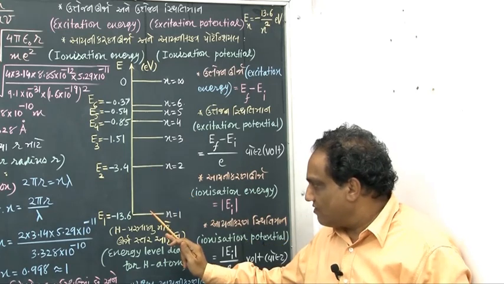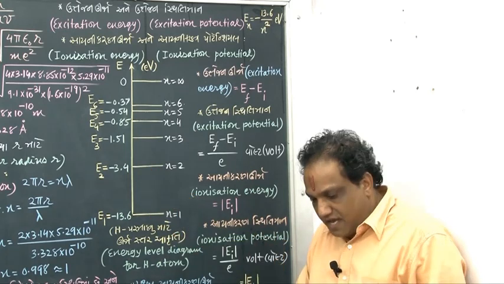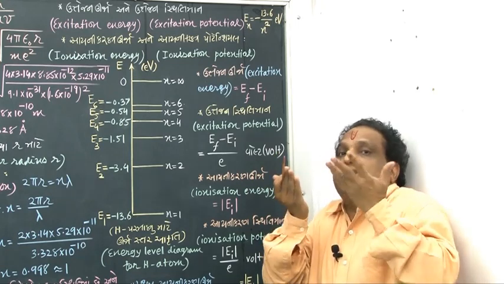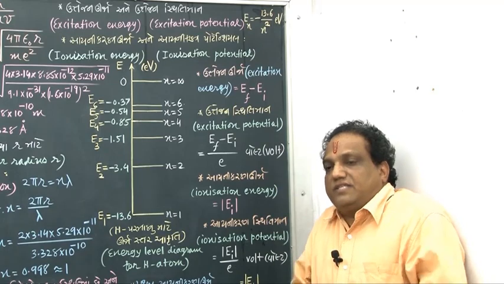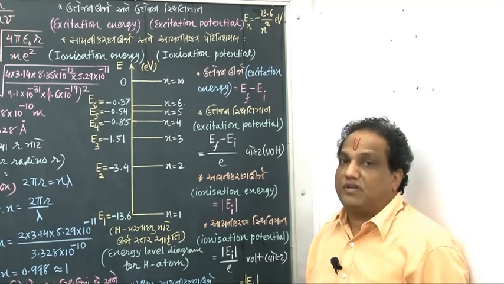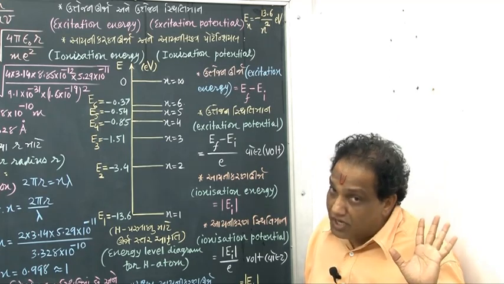So, it makes a transition from the first state to the second state, and because it is going to an upper energy level, it is said to be excited, and that's why that energy supplied is known as excitation energy, and the corresponding potential difference is called excitation potential.